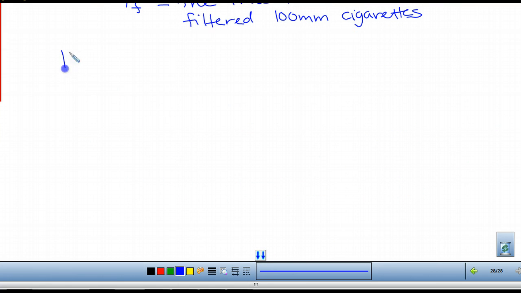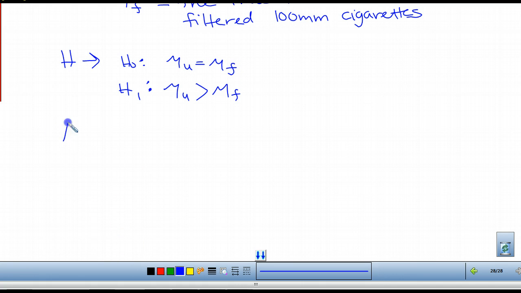All right, so my hypotheses, my null, my alternative, it was trying to show that the tar content is greater than filtered. So my mu unfiltered, we want to prove or show or test the claim that it's greater than mu filtered. And of course, my null must be equality. For the assumptions, we have that they are both SRSs.